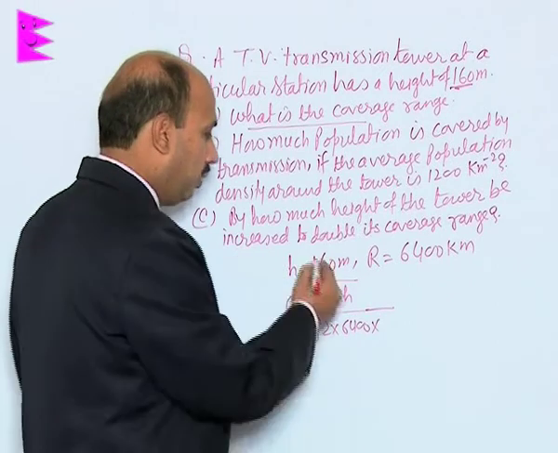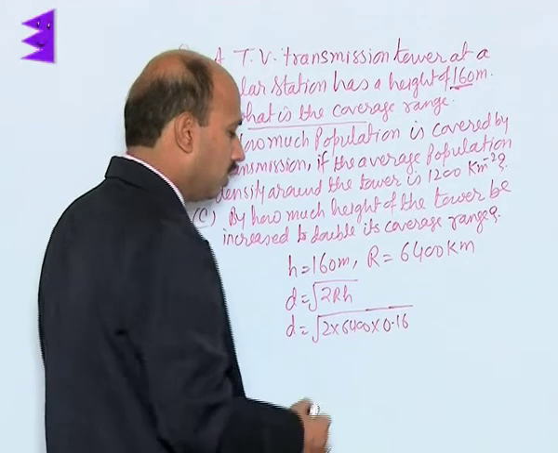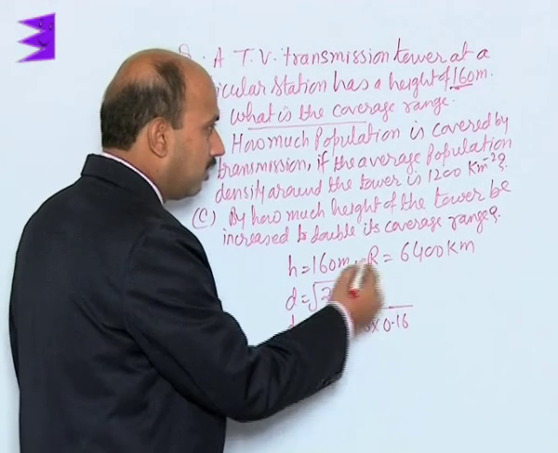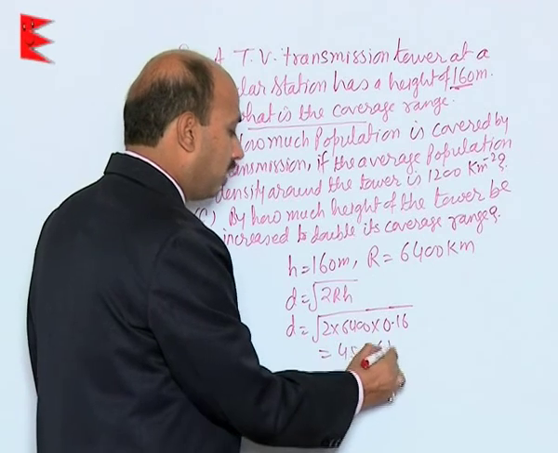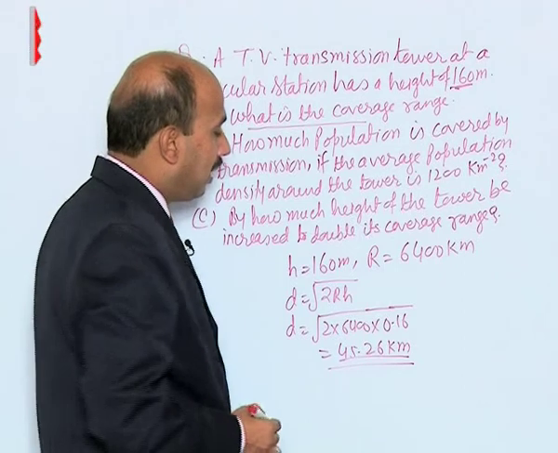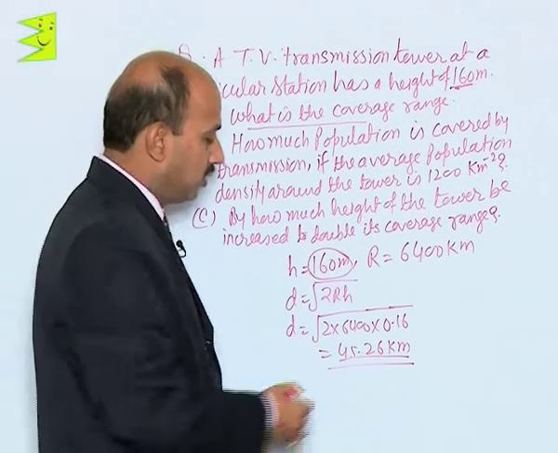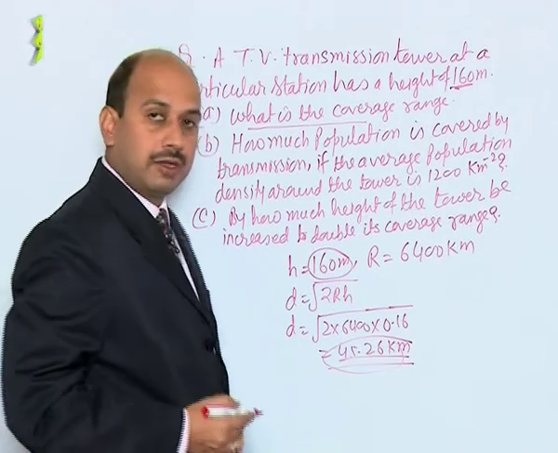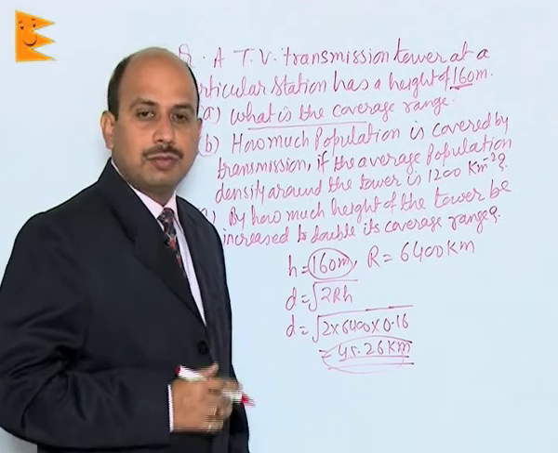So that will be here 0.16 kilometer. So when we solve this, we will be getting 45.26 kilometer approximately. So a TV tower of height 160 meter can send the signals up to this distance. It means the people who are living in this range can receive these signals.